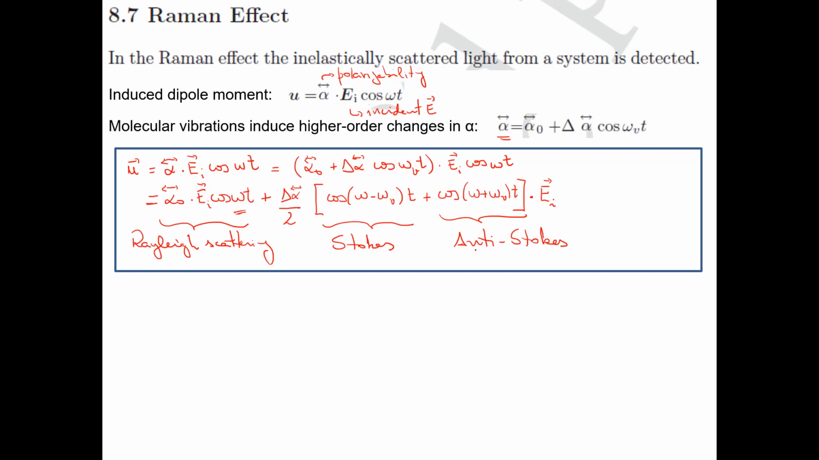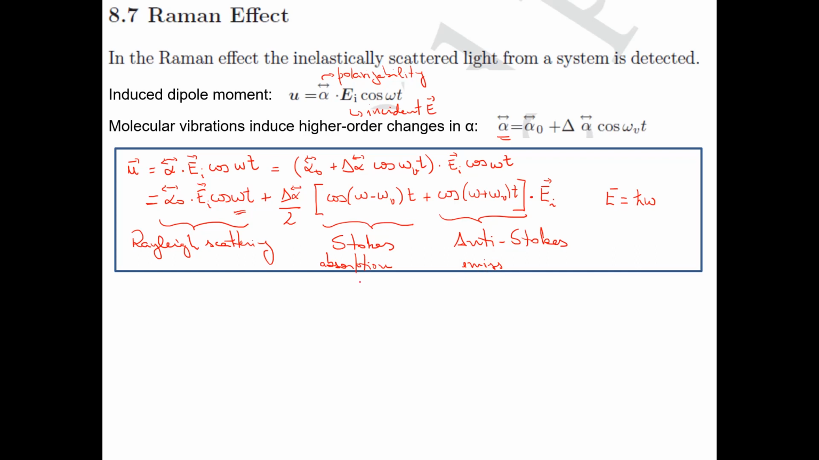In terms of energy, when you remember that the frequency is related to the energy of a quantum particle in this fashion, then you can see that in this process the photon is elastically scattered. It doesn't lose energy. Whereas in these other processes, it either loses or gains energy. This is associated with absorption of a phonon or a quantum of vibration, and this is associated with the emission.